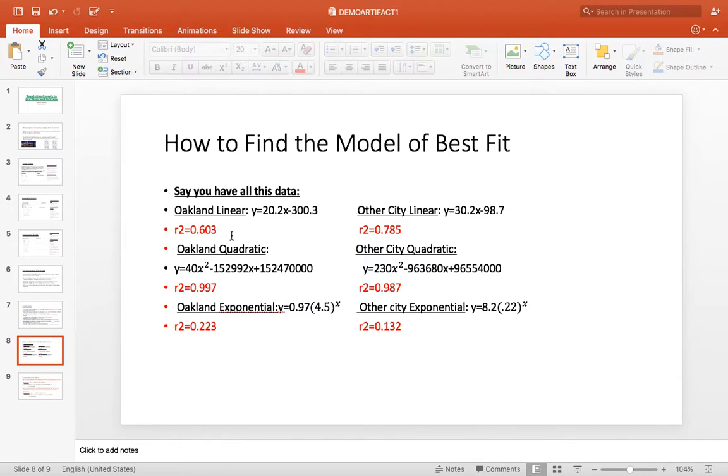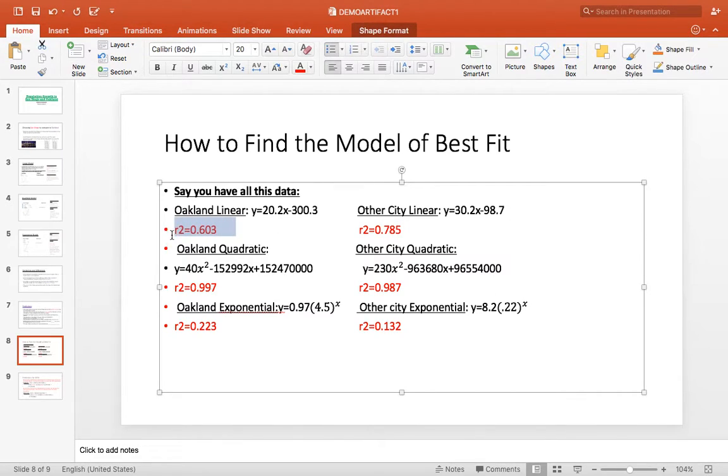Then you have all these coefficients of determination here. So here's all of these. And remember I told you all that if the coefficient of determination is close to 1, then that means it's a good model. So out of all of these, let's just focus on Oakland here. And this is all made up data. You will have your own data. Let's focus on Oakland. So the best coefficient of determination is this one because 0.997 is closer to 1. Therefore, when I make my predictions, I'm going to use this one for my Oakland. I'm going to use the quadratic model to make my predictions for Oakland.